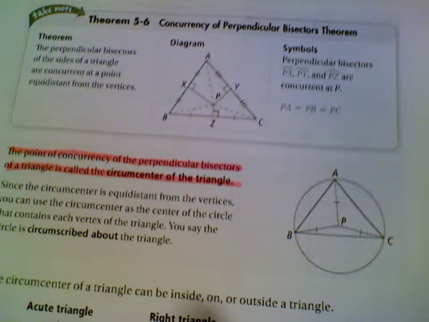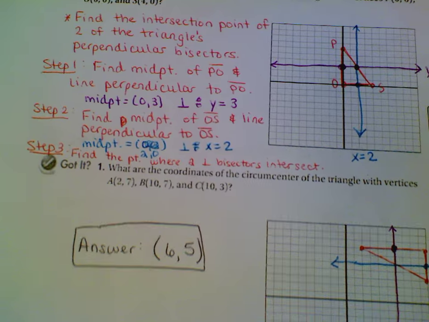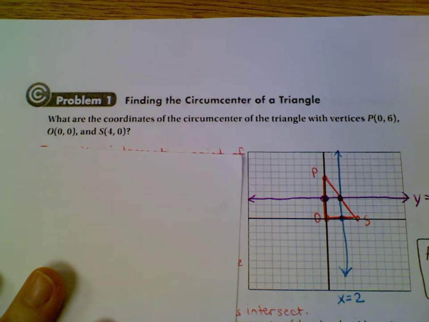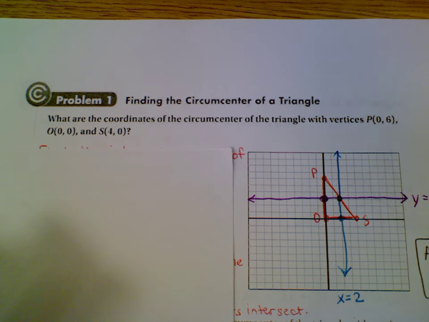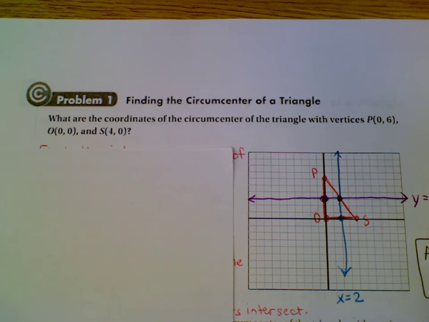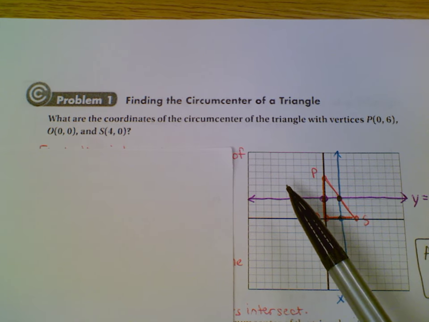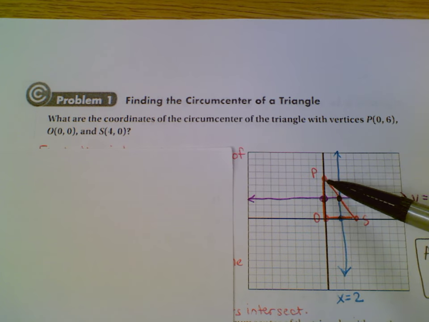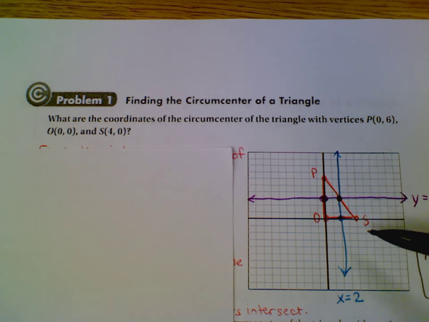And the reason I say that is because in this first example, you have to find where your circumcenter is. So let's take a look. It says, what are the coordinates of the circumcenter of the triangle that has these vertices? So the first thing I did was I graphed these vertices. So go ahead and do that.